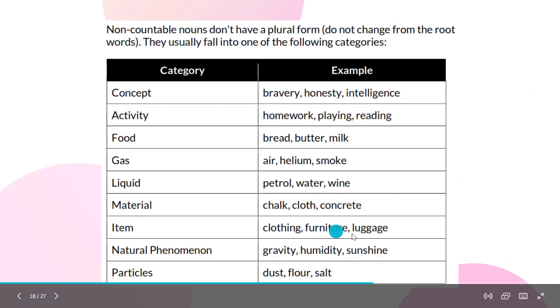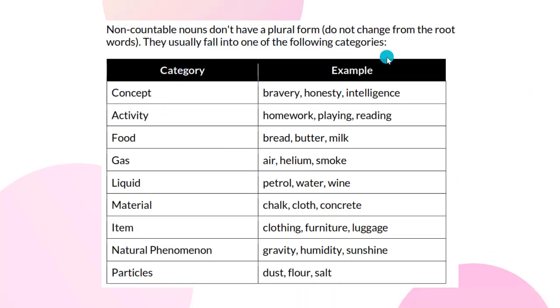Okay? Next, non-countable nouns don't have a plural form, don't change from the root words. They usually fall into one of the following categories. So, kategorinya ini, contohnya misalnya konsep, itu bravery, honesty, intelligence. Kalau activity seperti misalnya homework, itu tidak bisa dihitung. Maksudnya kita tidak bisa bilang 2 homeworks, kita bilang aja I have 2 homework. And playing, reading, and food. For example, bread, butter, milk.